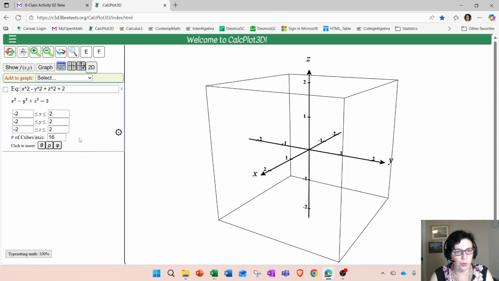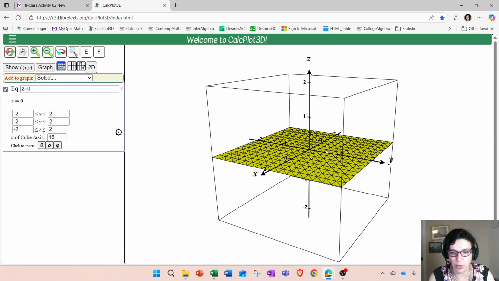First, I'm going to show you the plane which we call the xy plane. The xy plane has equation z equals 0. If it's the xy plane, what variable is missing? Well, z. So this is going to be z equals 0. Every point on this plane has a z coordinate of 0, and x and y could be anything, but z has to be 0.